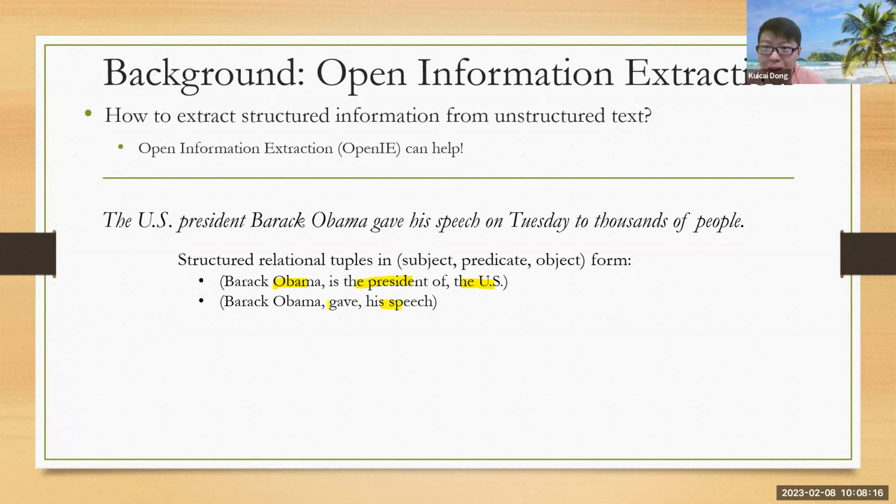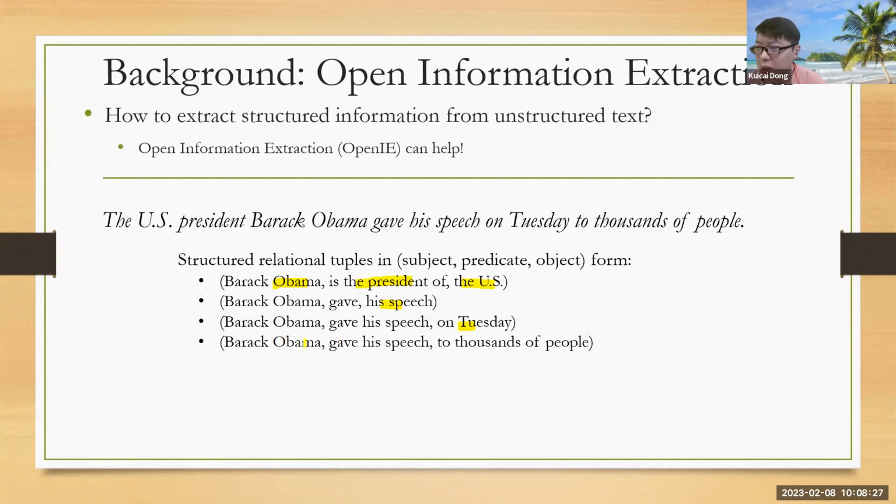Then the next, when did he deliver the speech? He gave his speech on Tuesday. Then who is the audience? He gave his speech to thousands of people. This is the fourth structured tuple extracted from this sentence. You can see now we convert the unstructured sentence or text into a structured manner. That is the role, or the purpose, of open information extraction.